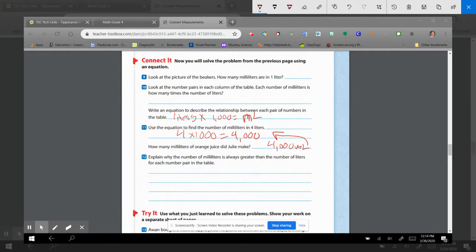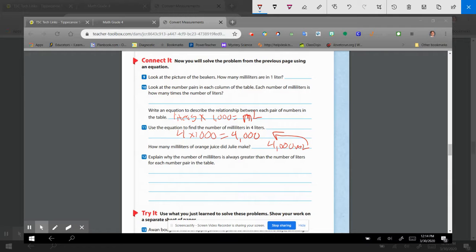Explain why the number of milliliters is always greater than the number of liters for each pair in the table. Go ahead and pause now and write your response. Okay, you should have written a milliliter is a smaller unit than a liter. So it takes that many more milliliters than liters to represent the same amount of liquid, because it's smaller.